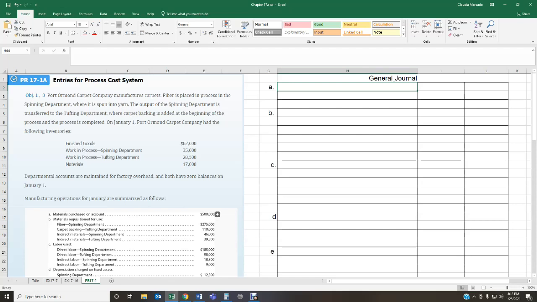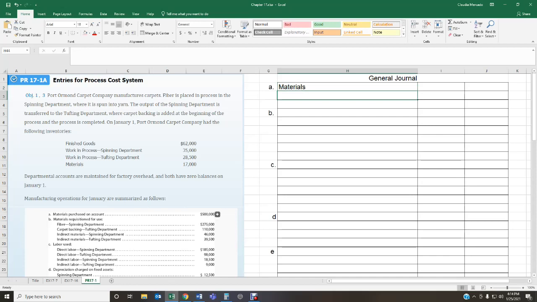So let's start with letter A. It says materials purchased on account, $500,000. So in accounting, my kids say I talk a lot to myself. I do, because in accounting, you have to ask yourself all of these questions. What is going on? So what did we do here? Well, I purchased material, okay? So what did you buy? I bought materials, okay? You have more materials.